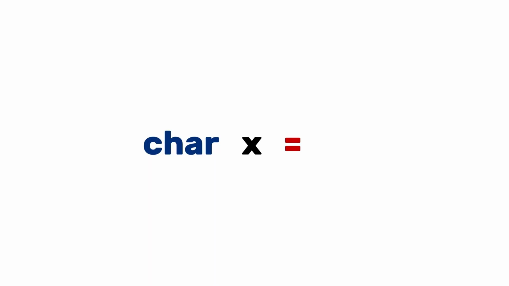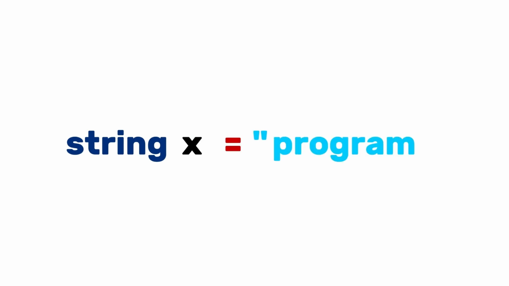Now, I want you to remember a few things. First, when the data type is char, use a single quotation. For example, char x equals single quotation a semicolon. Second, when the data is identified as a string, we use a double quotation. For example, string x equals double quotation program, then semicolon. Did you get it now? Just easy, right? And that is it for data types.